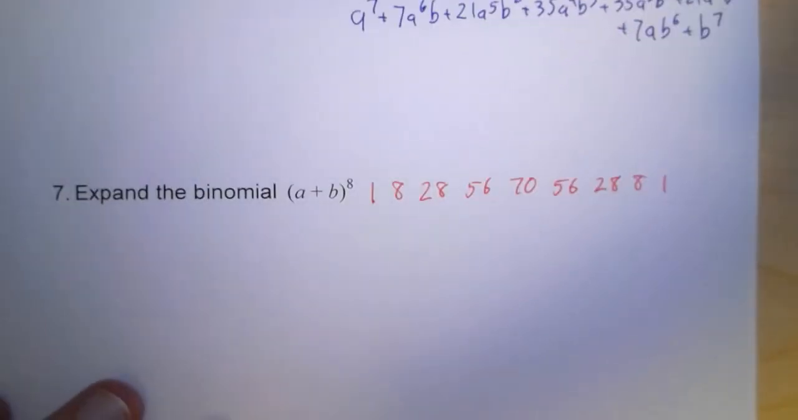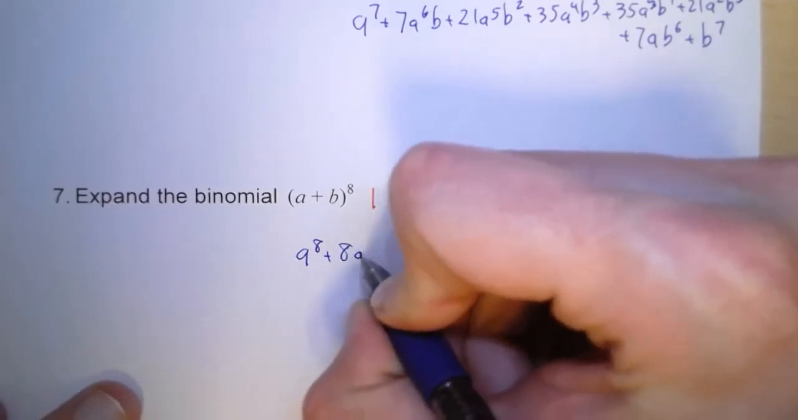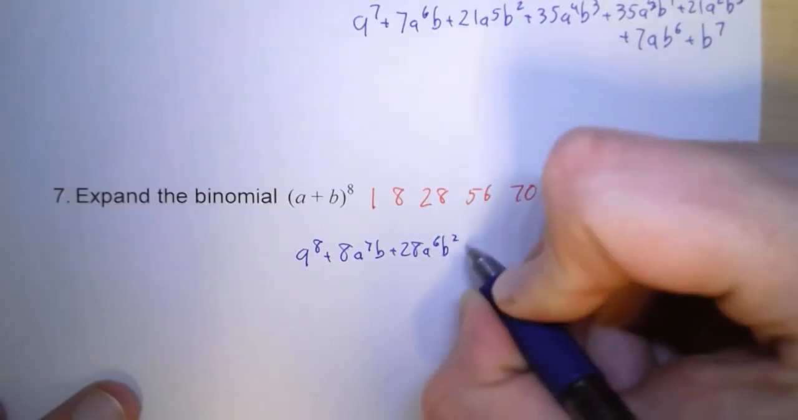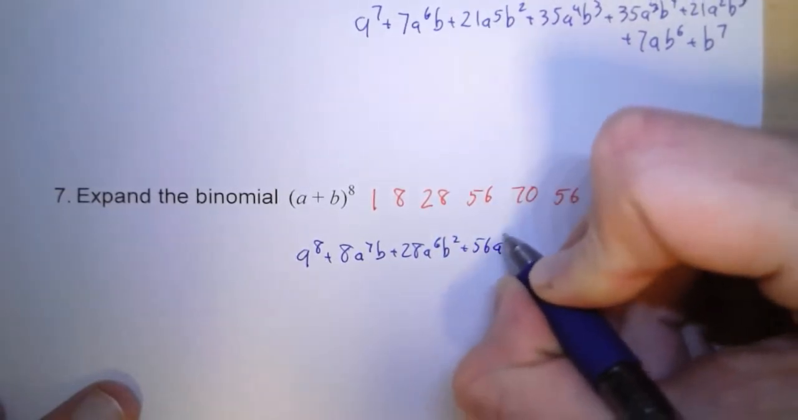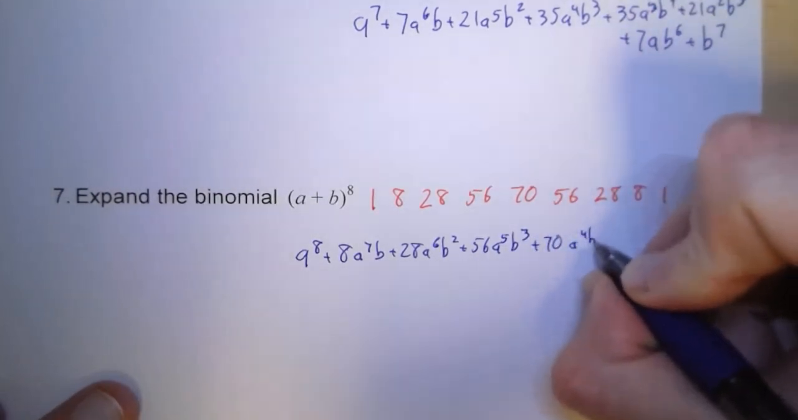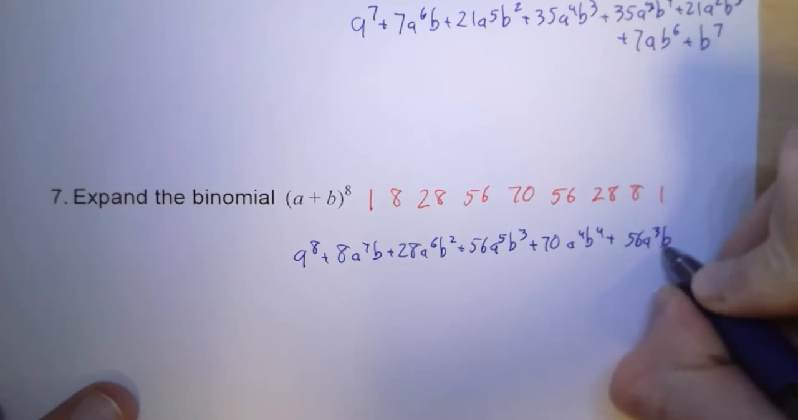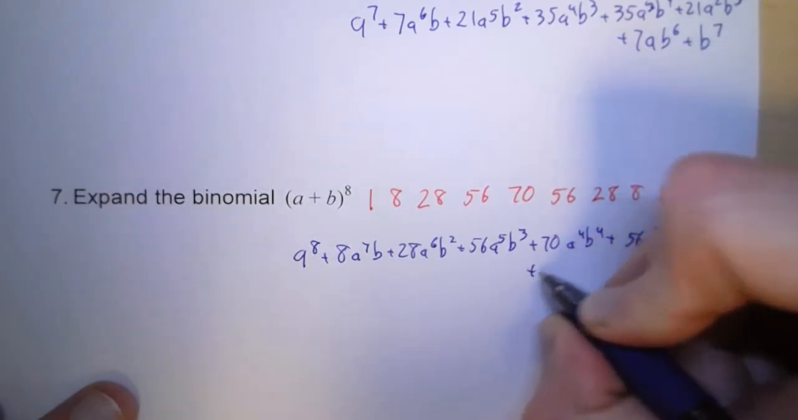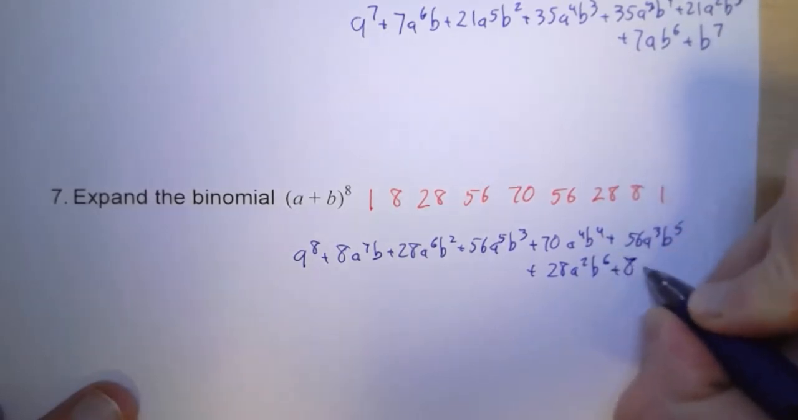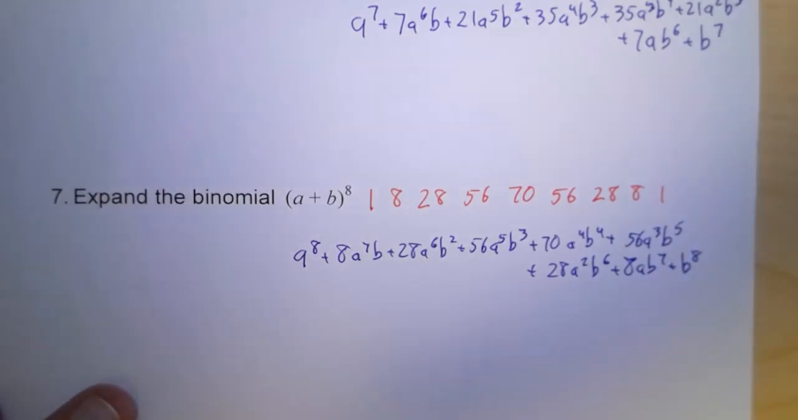All right. So this is going to be a to the 8th plus 8, a to the 7th b, plus 28, a to the 6th b squared, plus 56, a to the 5th b to the 3rd, plus 70, a to the 4th b to the 4th, plus 56, a cubed b to the 5th, plus 28, a squared b to the 6th, plus 8, a b to the 7th, plus b to the 8th power. So this is the general idea.